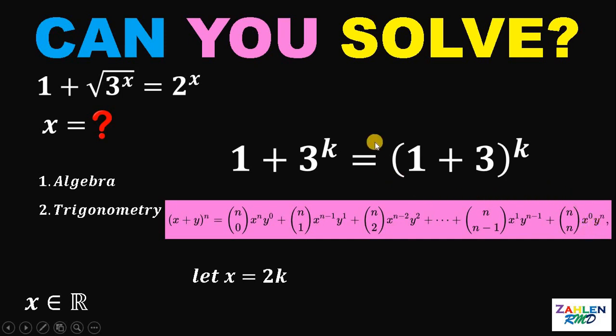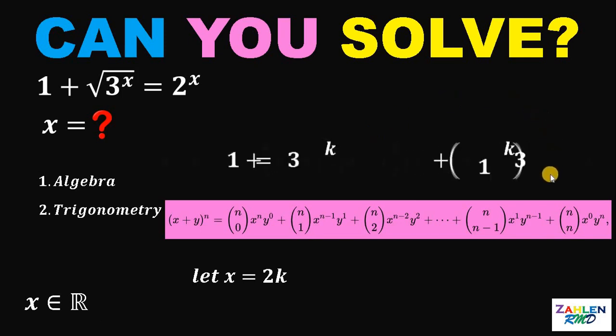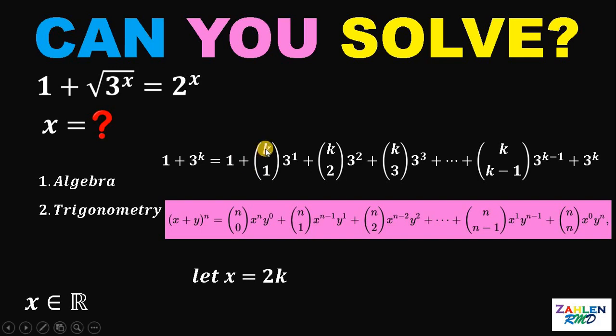Now, using the binomial expansion on the right-hand side of our equation, this will give us 1 plus k choose 1 times 3 raised to 1 plus k choose 2 times 3 raised to 2 plus k choose 3 times 3 raised to 3 plus all the way up to k choose k minus 1 times 3 raised to k minus 1 plus 3 raised to k.